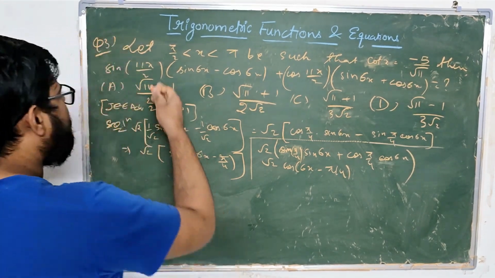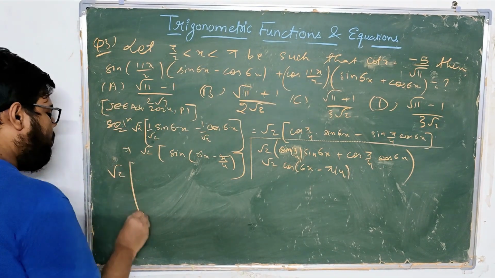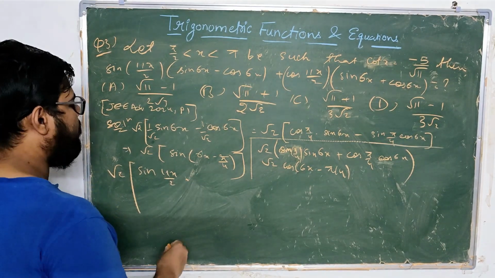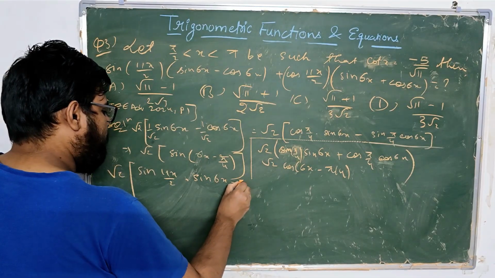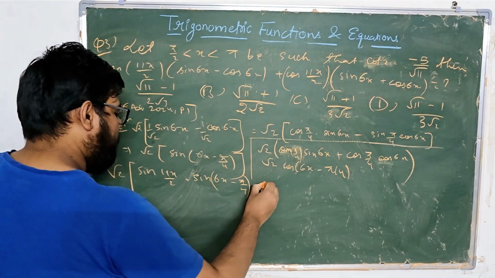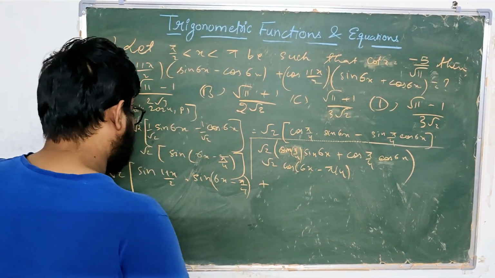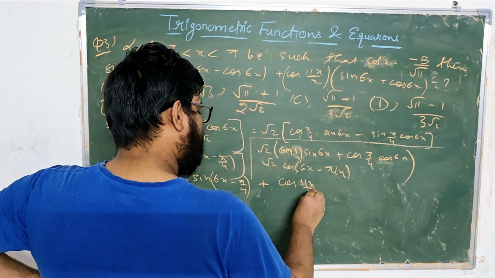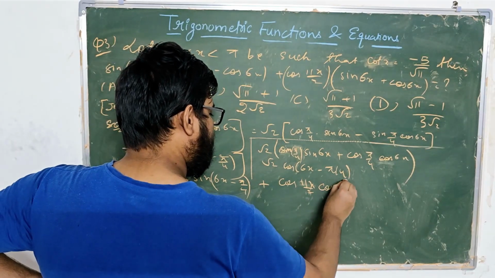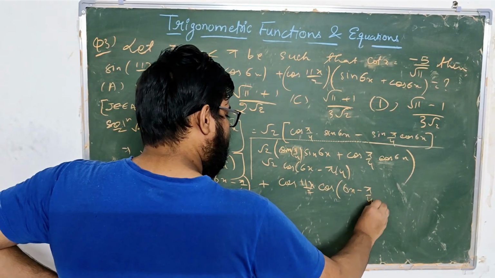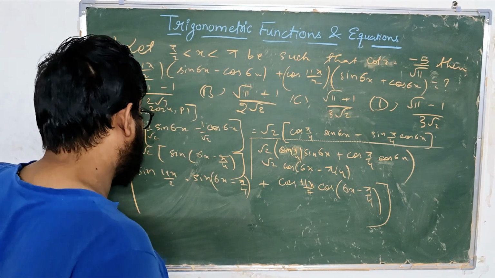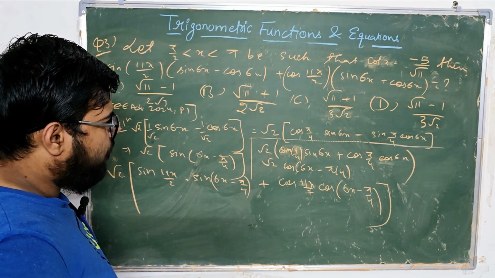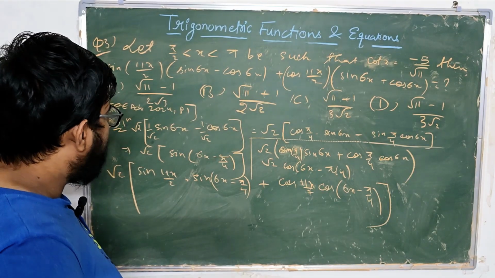Okay, now just apply this thing. So you can take root 2 as common, so you will get sine 11x by 2 times sine of 6x minus pi by 4 plus cos 11x by 2 times cos 6x minus pi by 4. We get this expression, right? Okay, so just simplify it now. So you will get this expression.